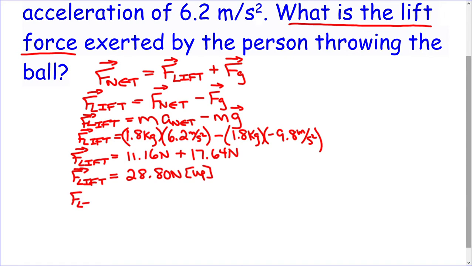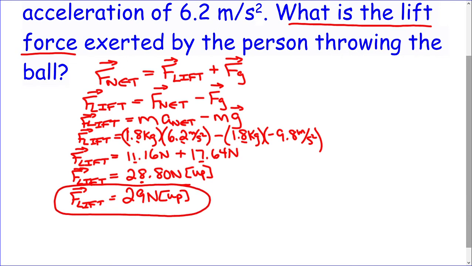Correcting for significant digits in going through, I have 2 in each of these, so I know I'm going to have 2 here. I've got 2 going here. Gravity's a constant, so it doesn't count, which means I have 2 there. When I add these together, they're both in the ones place, which is going to go to my ones place for my final answer. So that's going to make this into 29 newtons going up.